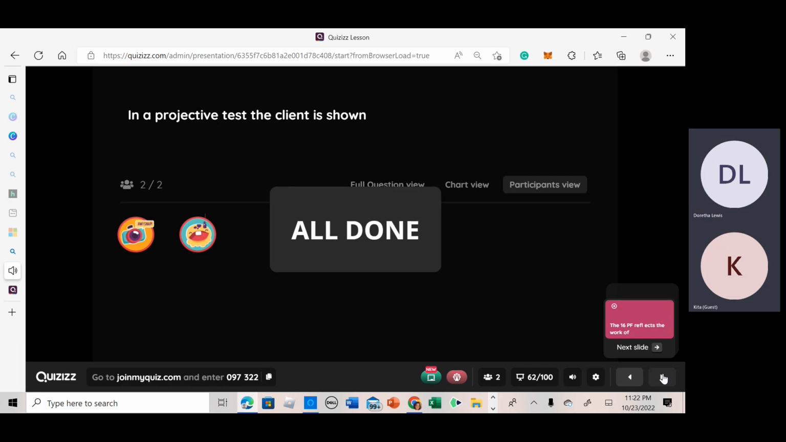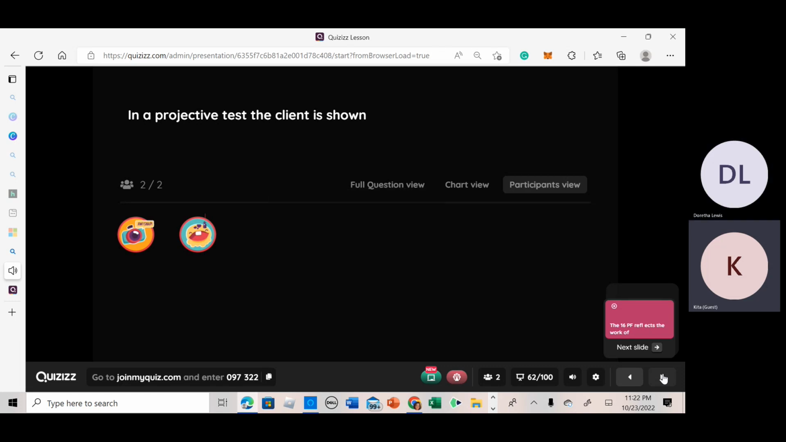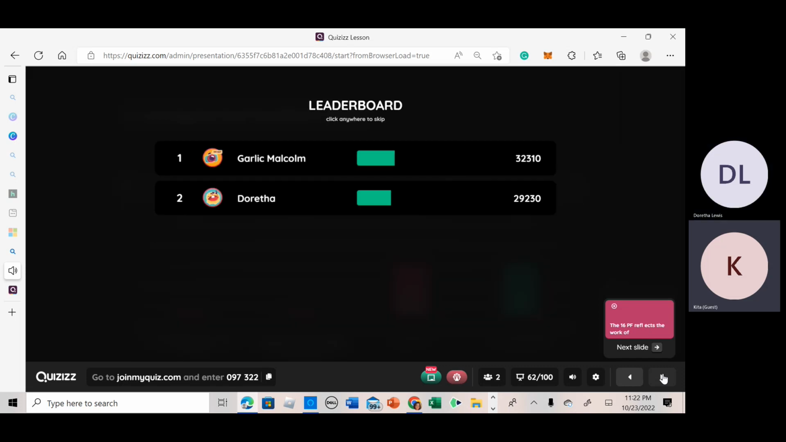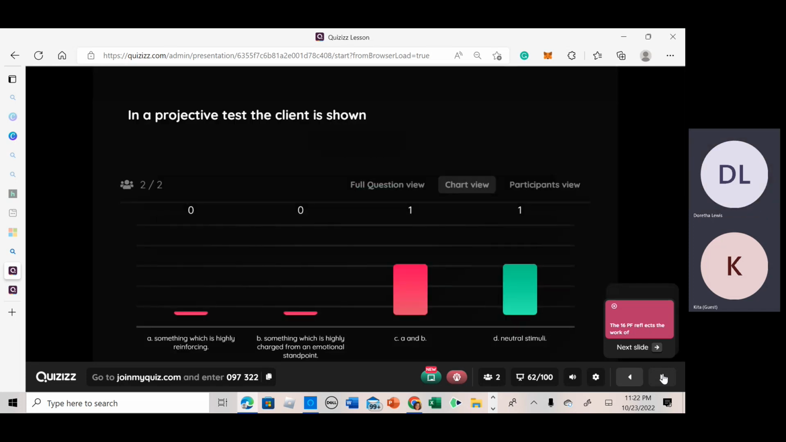In a projective test, the client is shown D, neutral stimuli. The idea here is that the client will project his or her personality if given an unstructured task.